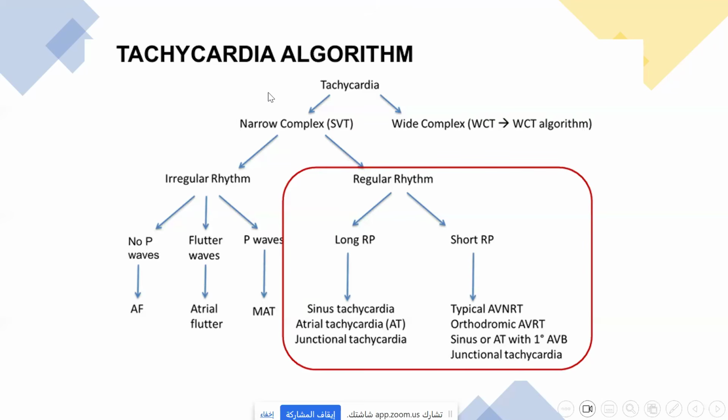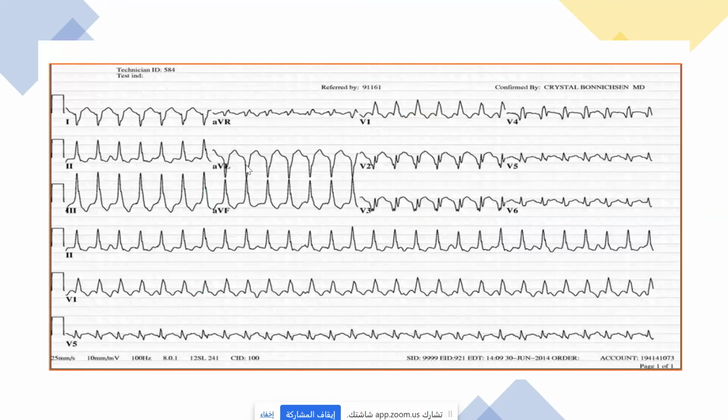If this is narrow complex tachycardia but it is irregular, look for the P wave again. If there is no P wave and the rhythm is irregular, it is likely atrial fibrillation. If you have atrial activity and it is organized, usually like a flutter wave or sawtooth wave, it's likely atrial flutter, and this is another classification. If you have P waves, but the P wave is not typical of sinus, it is likely multifocal atrial tachycardia if it is an irregular rhythm. Atrial tachycardia can be a regular rhythm as well.